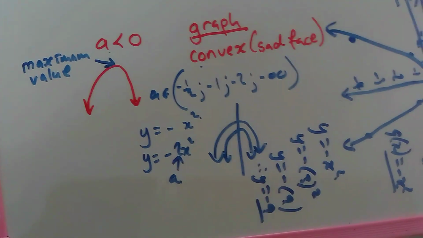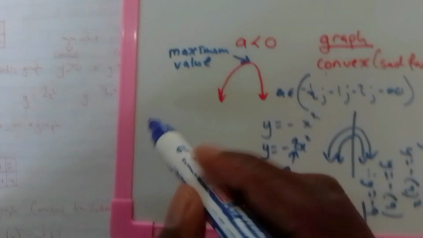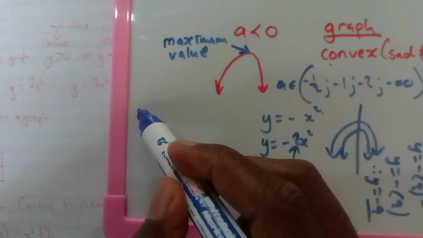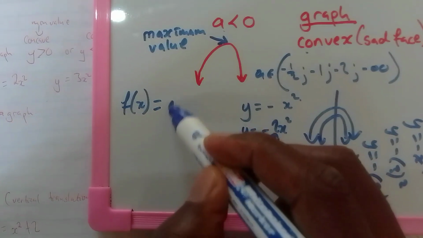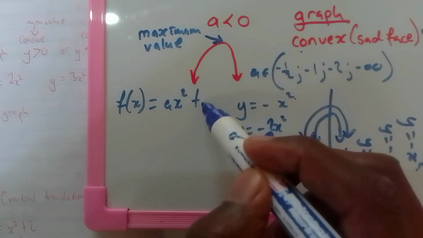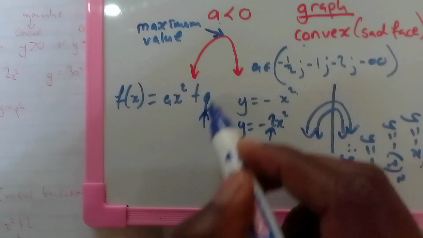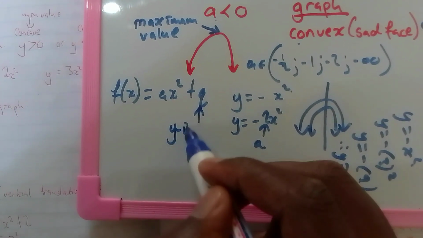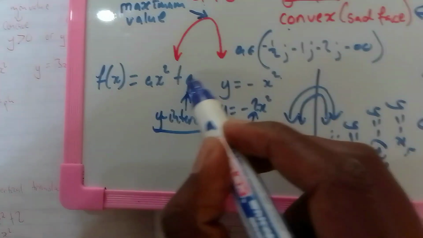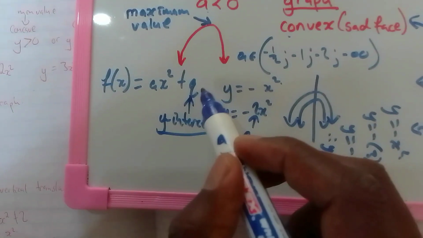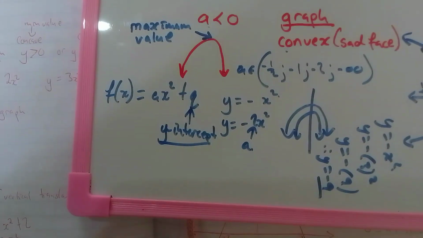Let's meet on the next video. On the next video, we are going to be dealing with a function of x is equal to ax squared plus q. What we're going to be investigating is this y-intercept. Q is called a y-intercept. And what kind of change will q be bringing to the graph of this parabola? What we call the effect.